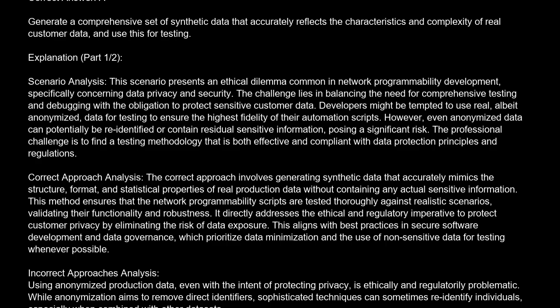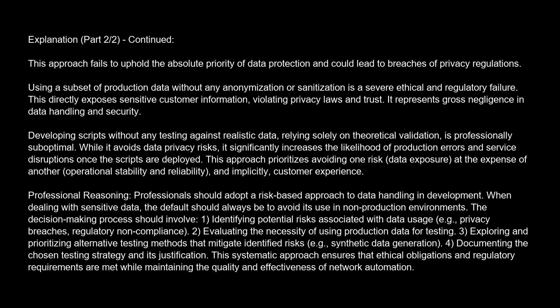Incorrect approaches analysis. Using anonymized production data, even with the intent of protecting privacy, is ethically and regulatorily problematic. While anonymization aims to remove direct identifiers, sophisticated techniques can sometimes re-identify individuals, especially when combined with other datasets. This approach fails to uphold the absolute priority of data protection and could lead to breaches of privacy regulations. Using a subset of production data without any anonymization or sanitization is a severe ethical and regulatory failure. This directly exposes sensitive customer information, violating privacy laws and trust. It represents gross negligence in data handling and security.